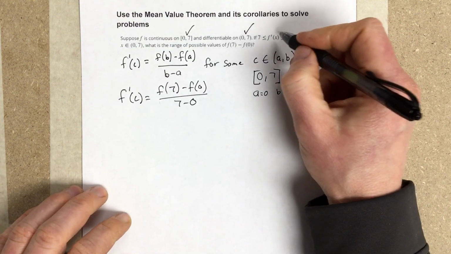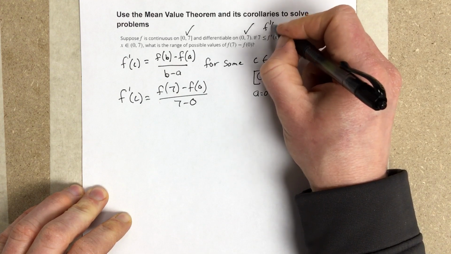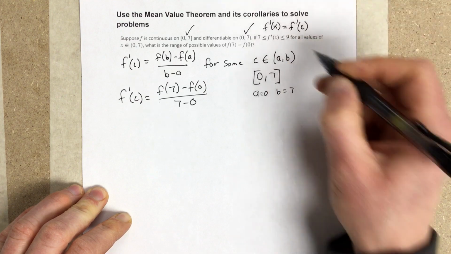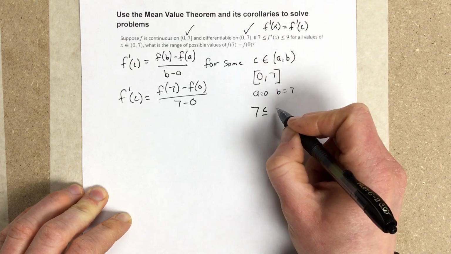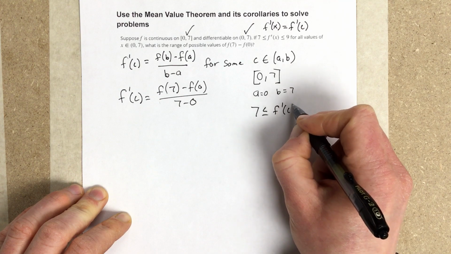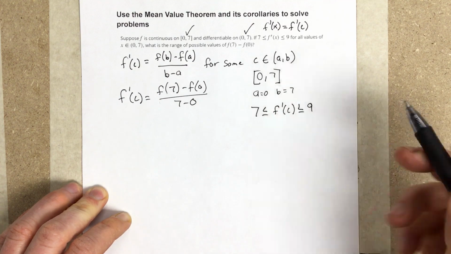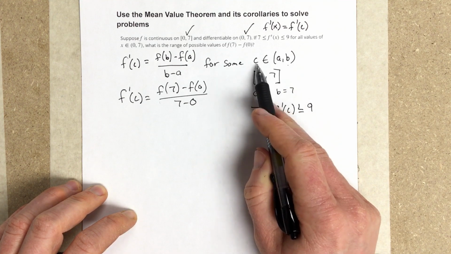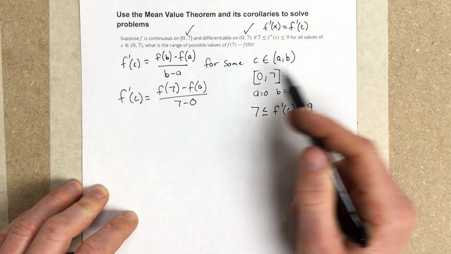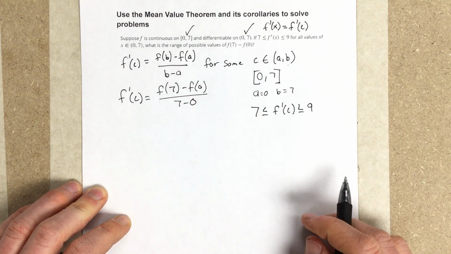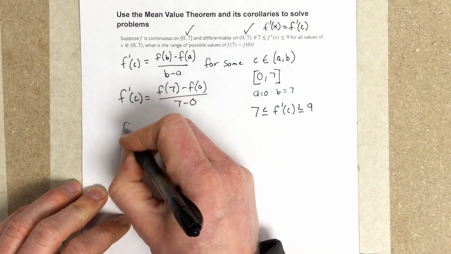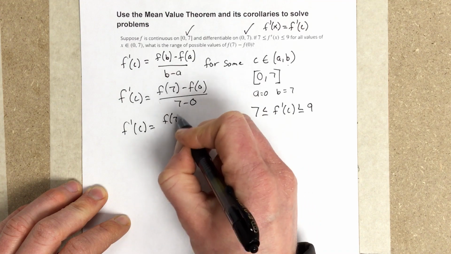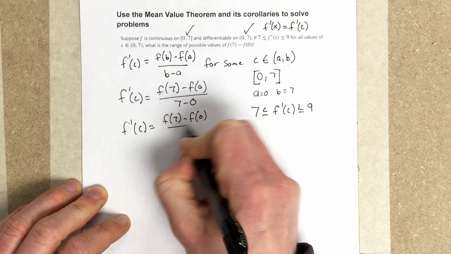Now, I'm going to state that f prime of x here is equal to f prime of c. So really we have 7 less than or equal to f prime of c less than or equal to 9 because of the mean value theorem, because we're saying that there's some c that is an element of (a, b). I could have said some x, but they use c in the theorem, so we're going to use c for this piece here. So if I do a little simplifying, I can write f prime of c is equal to f of 7 minus f of 0 over 7.